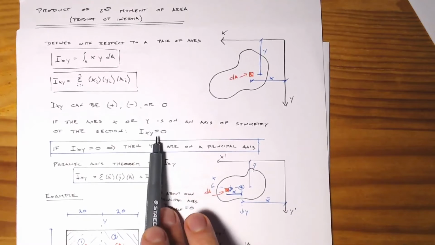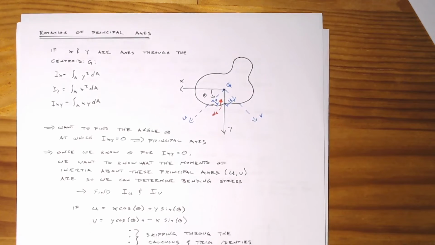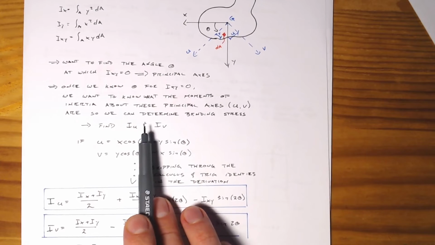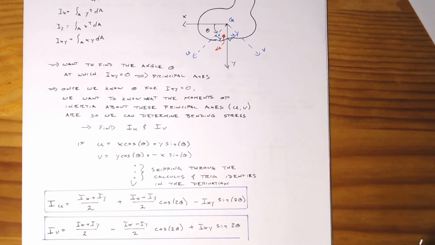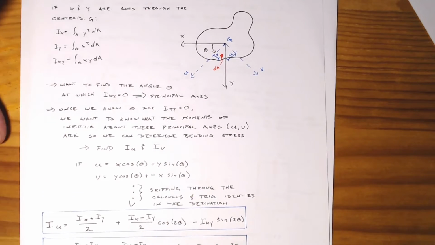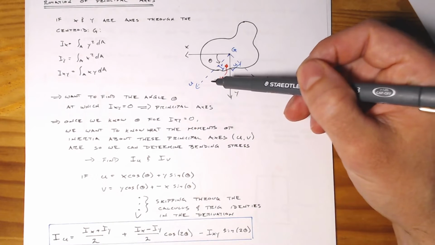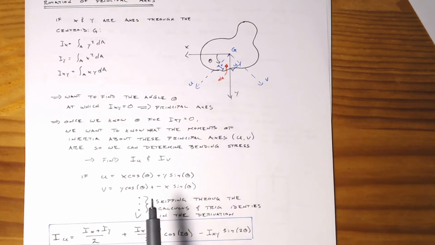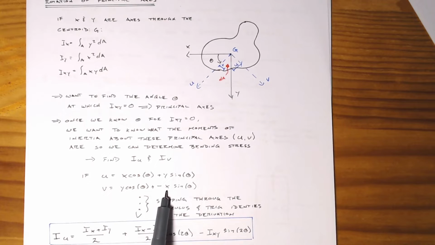So just like we said here, we're at a principal axis when Ixy equals 0. So if we do that, we can rotate around, and then we can find how Ix becomes Iu, and how Iy becomes Iv. So just setting up some mathematics here, the relationship between our x-axis and our u-axis. The u-axis is just going to be x times the cosine of the angle theta plus y times the sine of the angle theta.